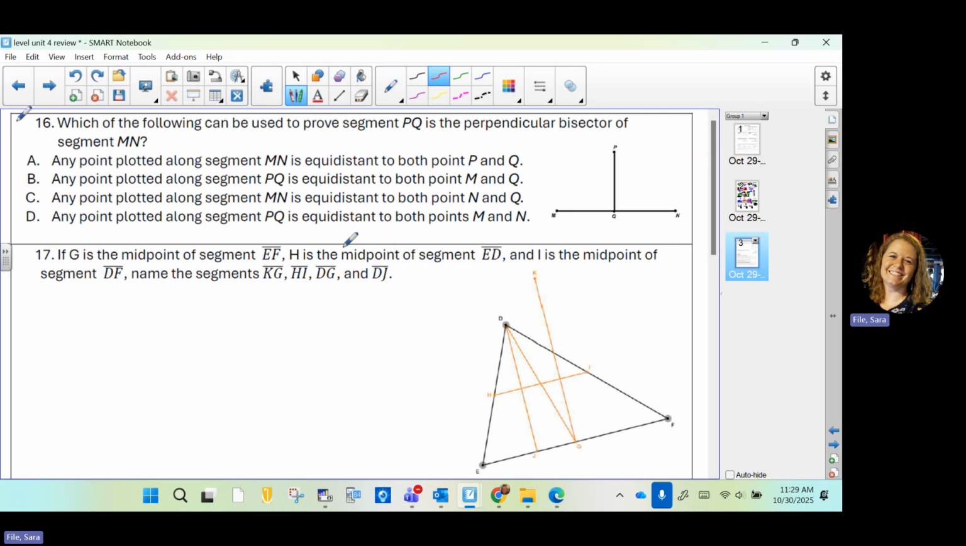So I want everybody to flip to number 16 is where we're starting. Everybody flip to 16 in their review.